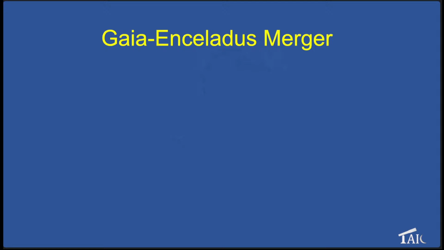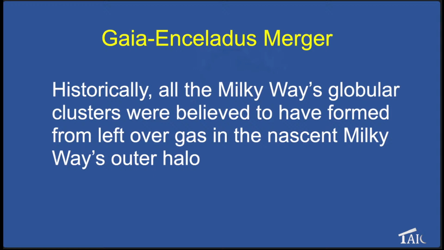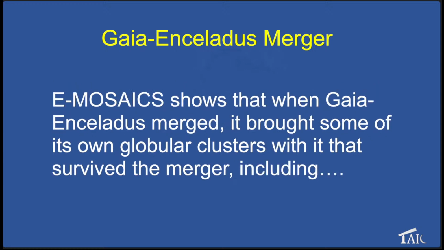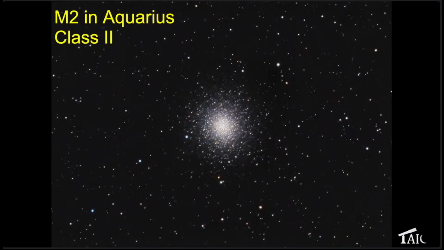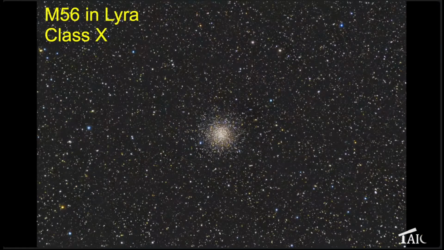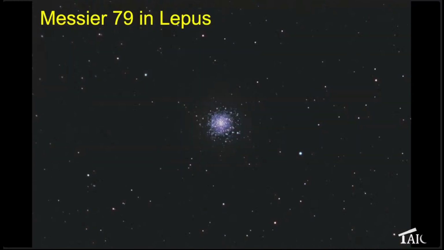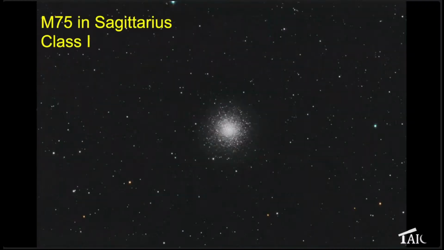So the Gaia Enceladus merger completely changed our concept of globular star clusters. Historically, we have believed that all of the Milky Way's globular clusters were formed out of leftover gas in the nascent Milky Way's outer halo. But what the eMosaic simulations have shown is that when Gaia Enceladus merged with the Milky Way, it brought some of its own globular star clusters with it that survived the merger and now orbit our galaxy. And those include M2 in Aquarius, M56 in Lyra, M79 in Lepus, and M75 in Sagittarius.